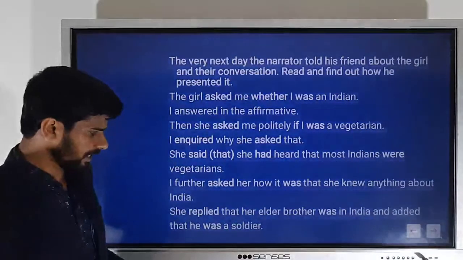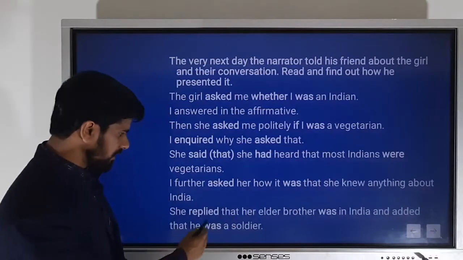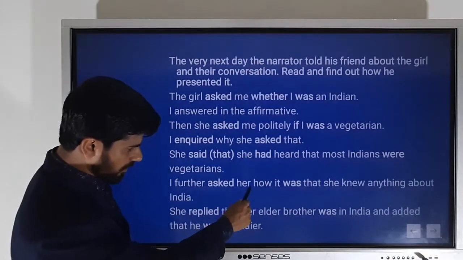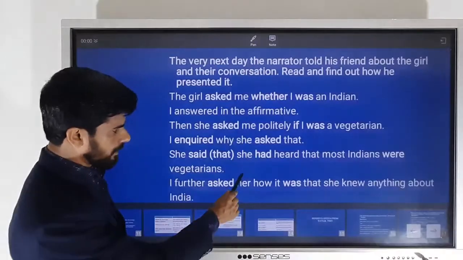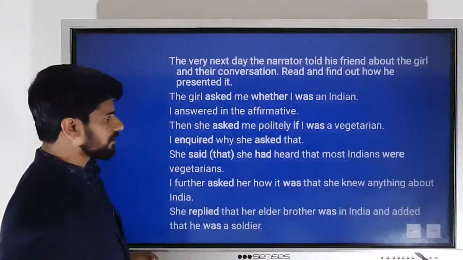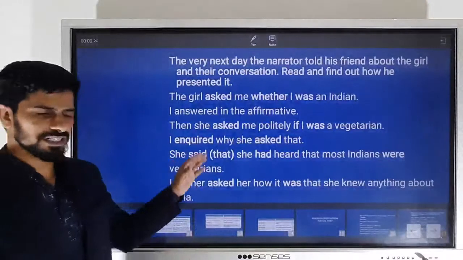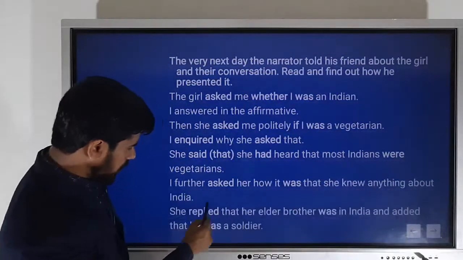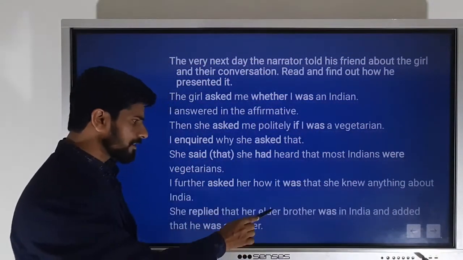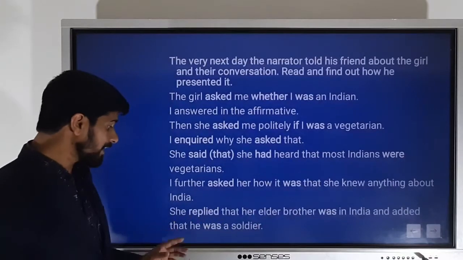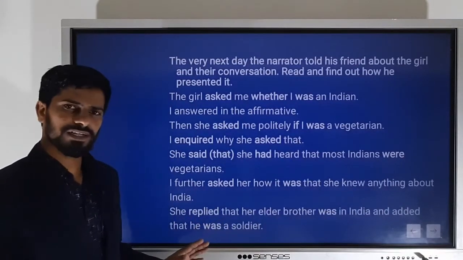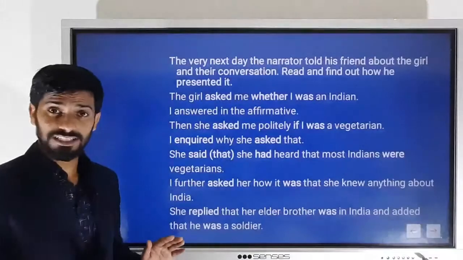She replied that, notice the conjunction, right? Here, that is the conjunction. Here, how is the conjunction. And that is the conjunction here. And here, asked me politely, if is the conjunction. So you notice the conjunctions, right? So she replied that her elder brother was in India and added that he was a soldier. And added that. So it was another sentence, right?